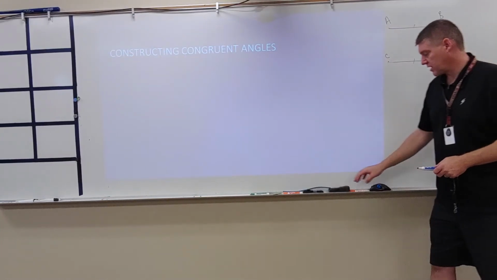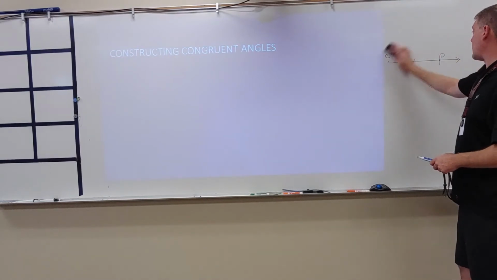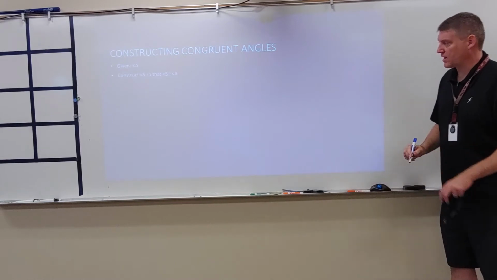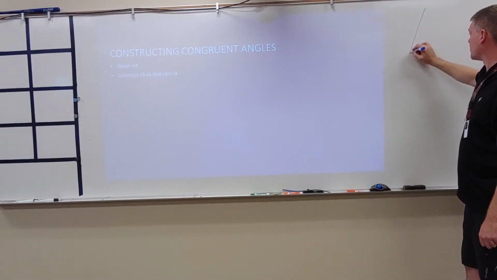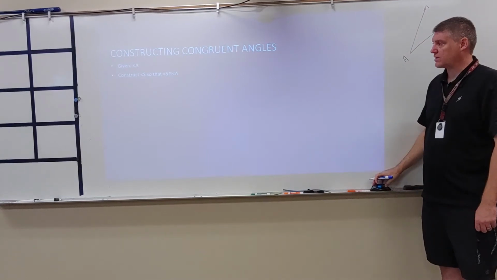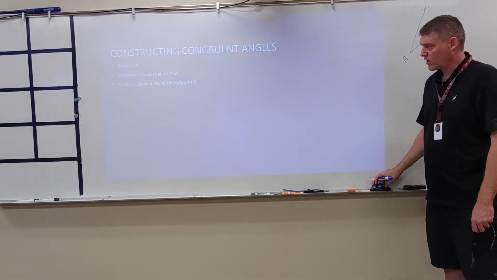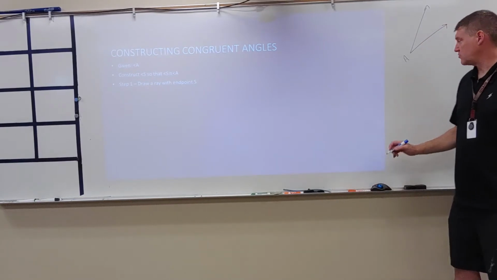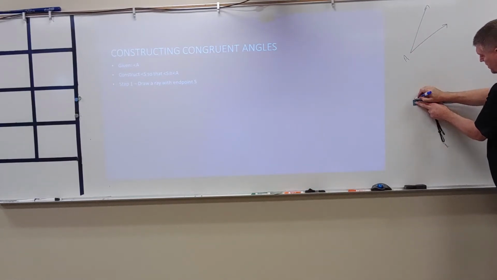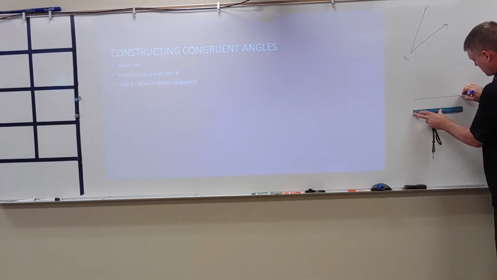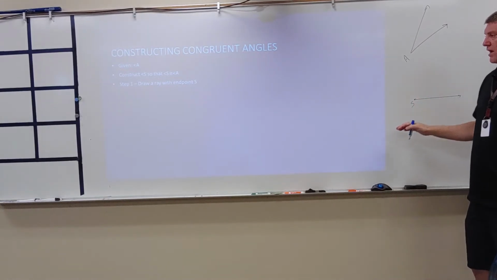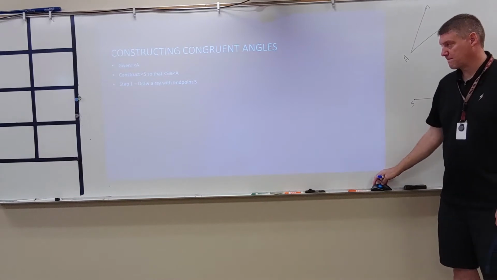All right, so we're going to construct congruent angles now. All right, so we're going to be given an angle. So here is angle A. All right, and we're going to construct angle S. So the first thing we're going to do is draw a ray. Right, I better make sure I have this nice straight. I'm going to put my endpoint there, S. So I'm going to draw a ray with endpoint S.